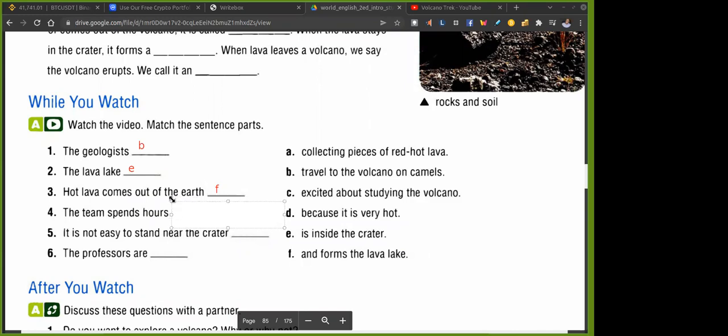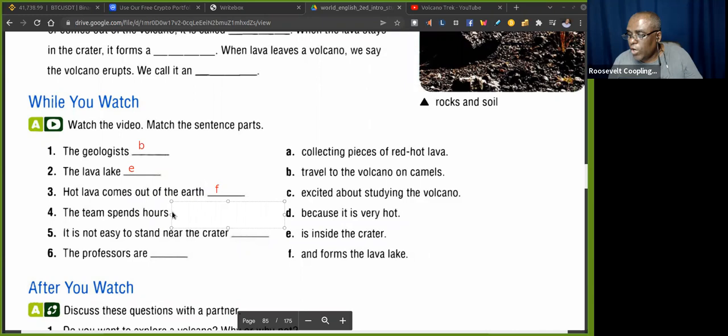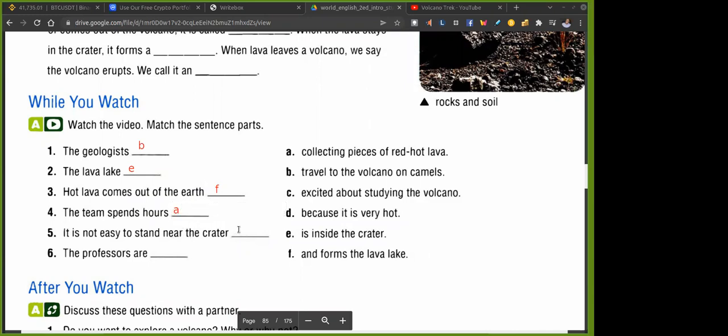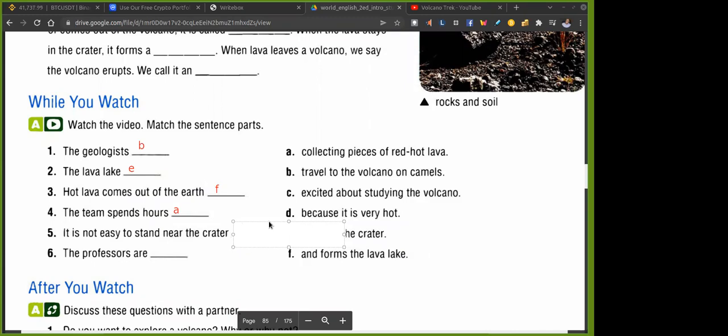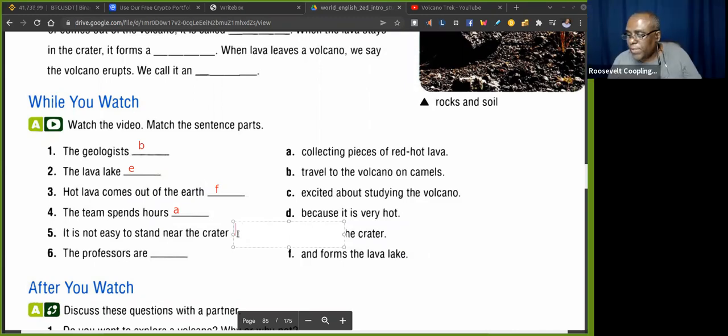The team spent hours. Letter A. Collecting pieces of red hot lava. Red hot lava. Yeah, red hot chili peppers, okay? So this is red hot lava.